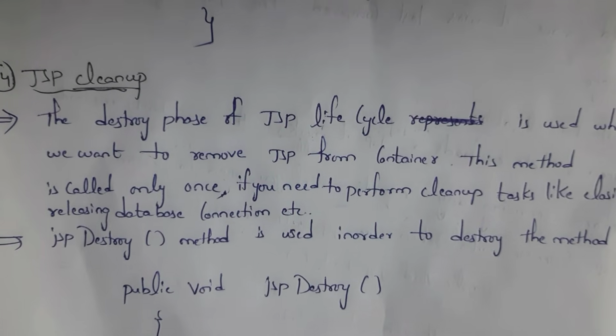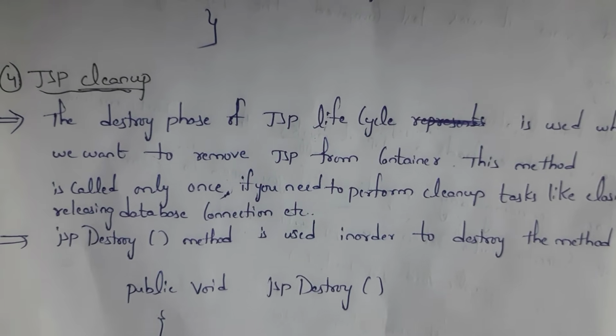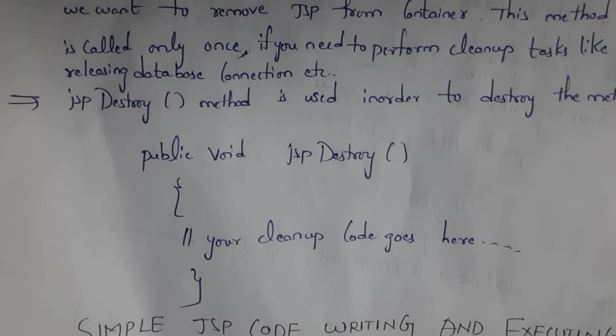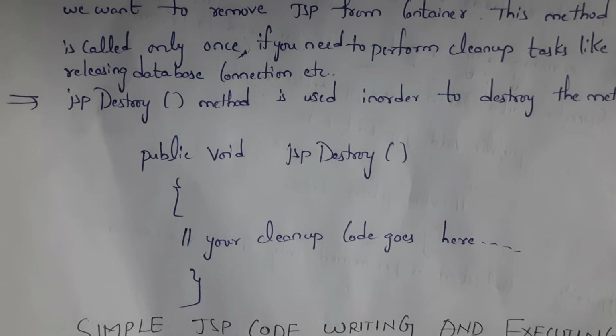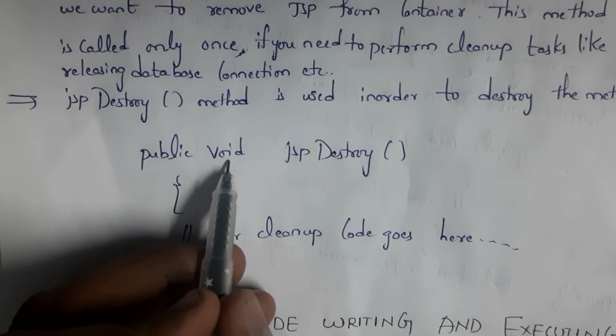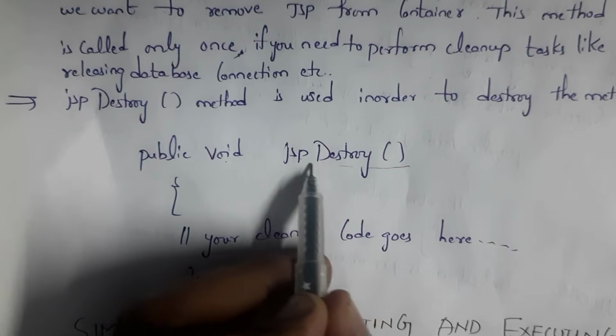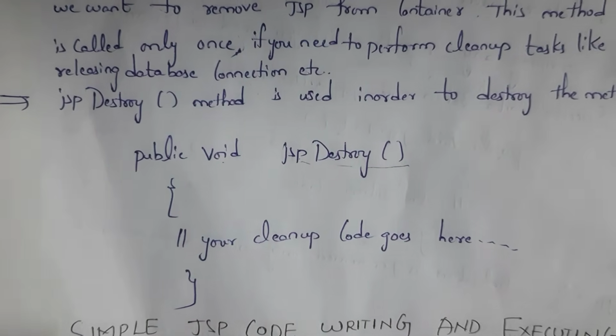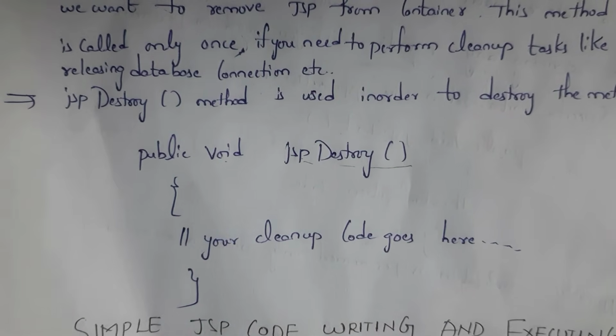And last phase is JSP destroy. We also call this JSP cleanup. After providing service to the request, we need to destroy our JSP. This is the code to destroy JSP: public void jspDestroy. This is the JSP destroy method. Inside this, we need to write cleanup code. These are the three phases in JSP.